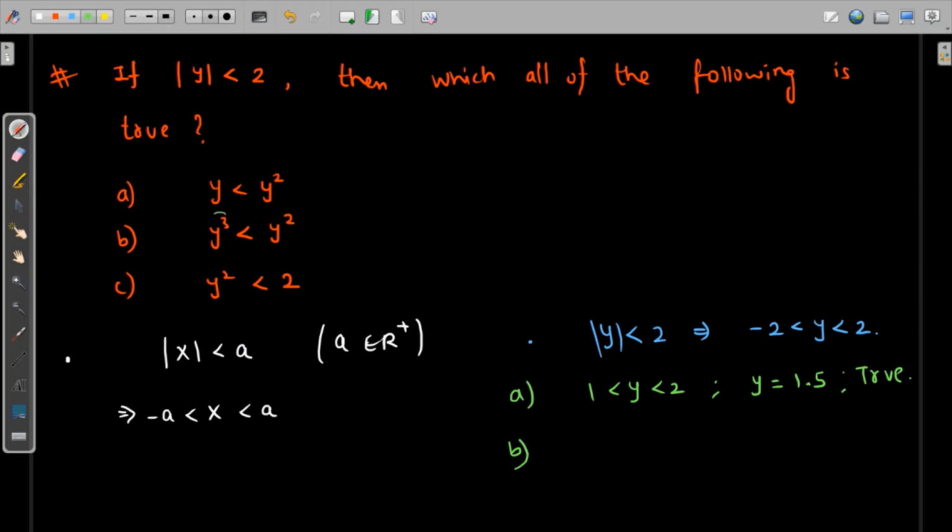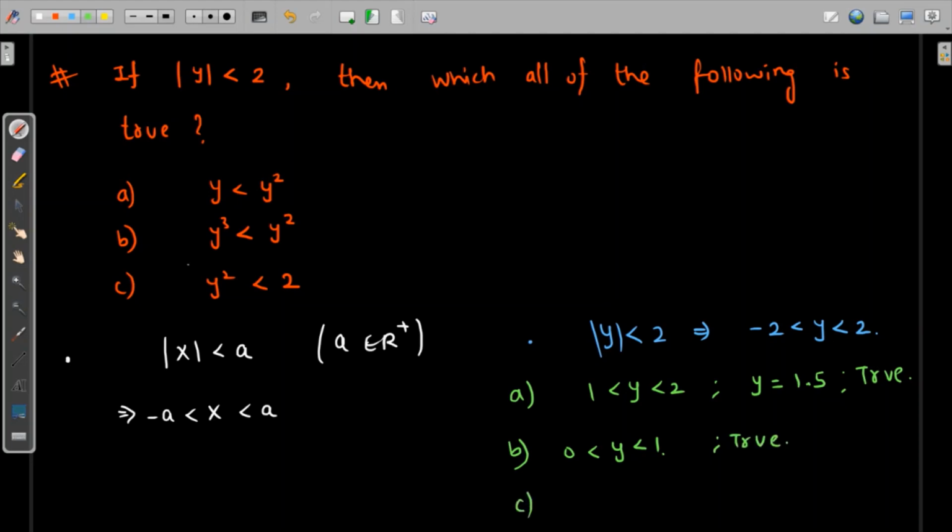Option B says: can y cube be less than y square? Y cube less than y square is also possible, because that will be possible when y is between 0 and 1. Between 0 and 1, the more you increase the power, the lesser the number gets. So y cube will keep on decreasing and y square will be more. So when y is between 0 and 1, this is also a true statement.